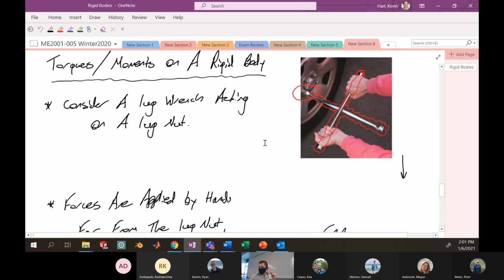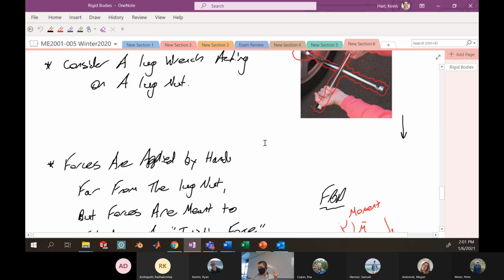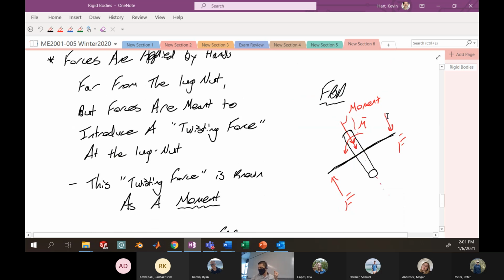All right, so we talked about what this sort of force is and what a free body diagram might look like if we were trying to include this sort of twisting force in part of our free body diagram. And the idea here is that, yes, we're applying some forces on this wrench with our hands, but there's something going on here at the lug nut. We're applying this sort of twisting force. And this twisting force we're going to call what is known as a moment. Okay, and it's sort of like this torquing action. And the idea is that we're applying force far away on our rigid body, which is our lug wrench, but that is inducing some moment here, right?